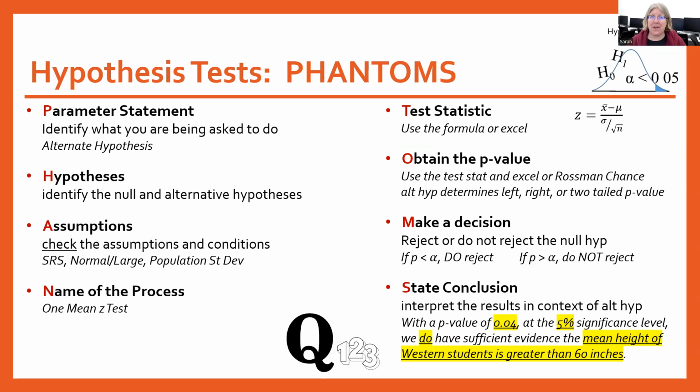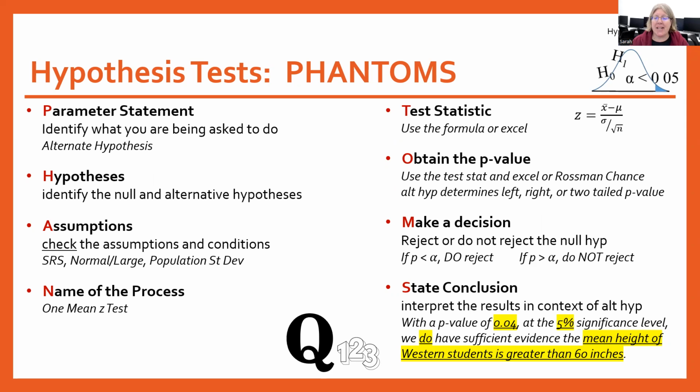Our test statistic. So we did look at this briefly earlier, and we're going to look at it again. This is z equals x bar minus mu divided by the quantity sigma over the square root of n. So you can certainly use a calculator to do this, but I also have a spreadsheet built for you in Excel, and we'll take a look at that too in just a little bit. So the O in phantoms is obtain the p-value. And so you can either do that with the Rossman Chance app, or the Excel spreadsheet that I have built for you that finds the test statistic will also find that p-value.